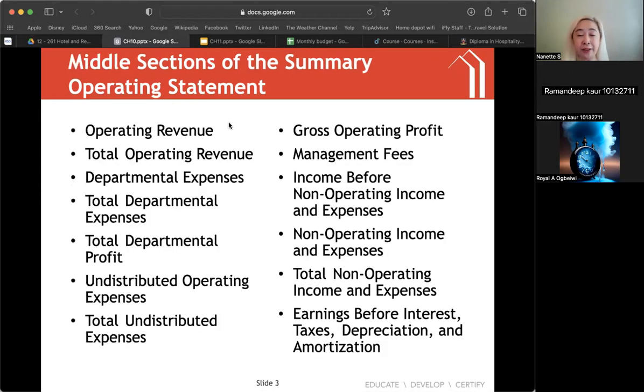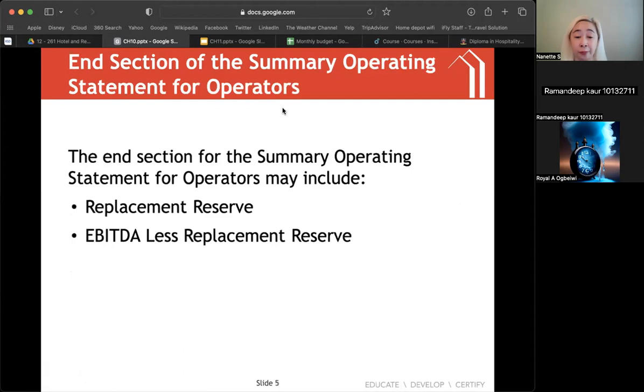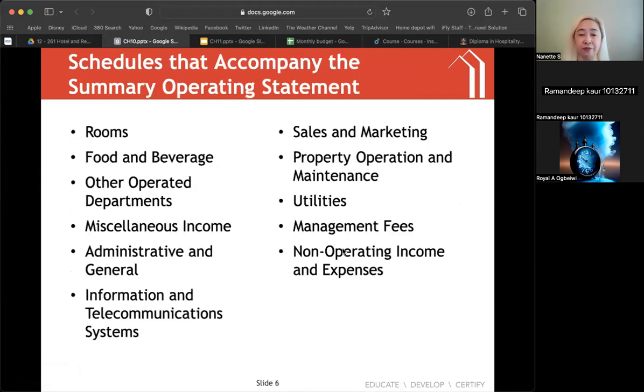So the middle section of the summary operating statement has all these terminologies. And then at the end of the summary operating statement for owners, you have interest, depreciation, amortization, total interest, depreciation, and amortization, income before taxes, income taxes, and net income. And then for operators, you will see at the end of the summary operating statement, it would include replacement reserve and EBITDA less replacement reserve.